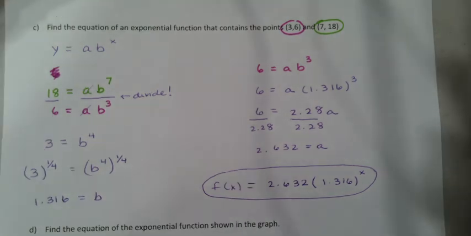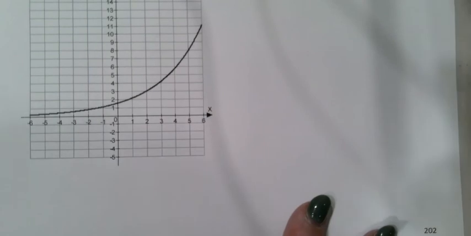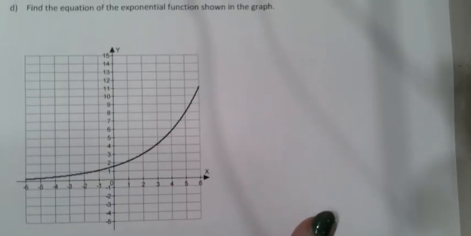We have one last example here. This time, instead of giving you 2 points, I've given you a graph, and I'm saying, hey, find the exponential function that's shown in this graph. You can see it looks like an exponential growth function. And I'm actually going to turn this into a problem that's very much like the one we just did. I'm going to pick 2 points on this graph, but I do need to pick points where I can really tell that the x and y values are both whole numbers.